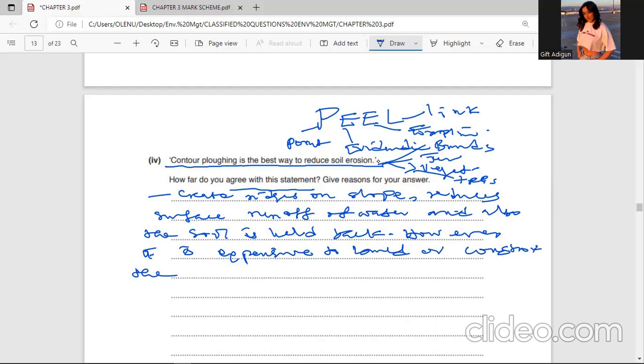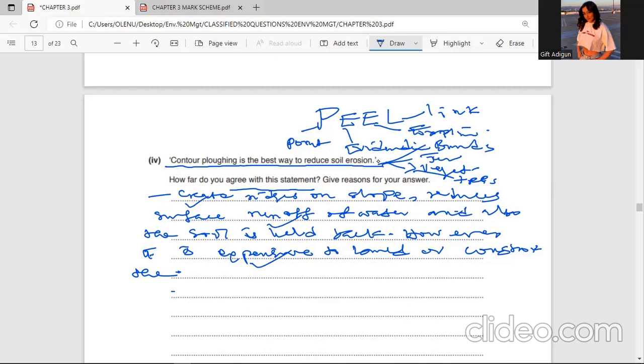And if the water is held back, it can also cause leaching, and terracing is expensive to build and construct. Another reason is, so you can put a full stop after I've described it. I've explained it, now link it back to my question.